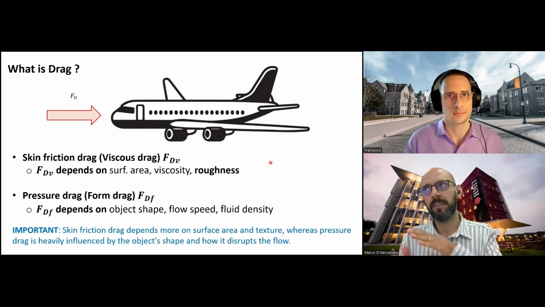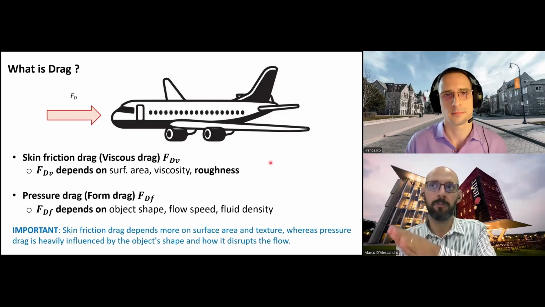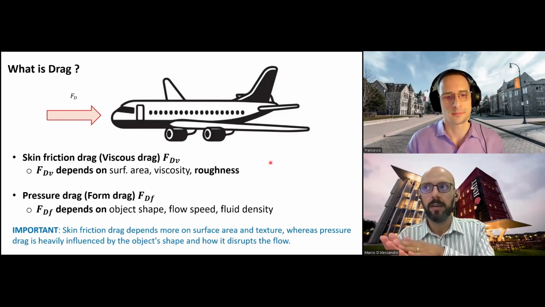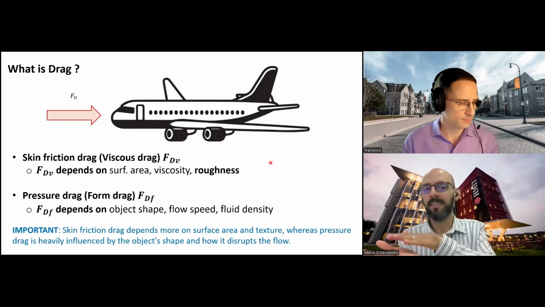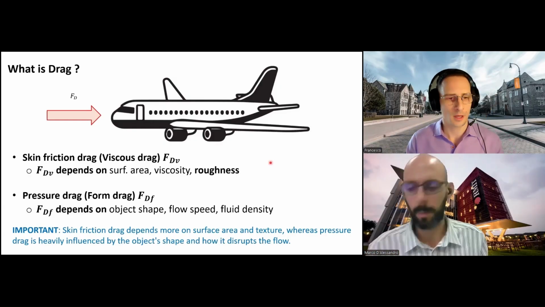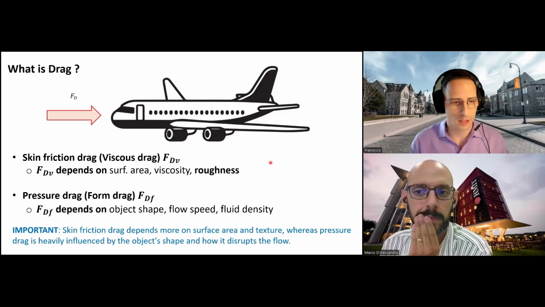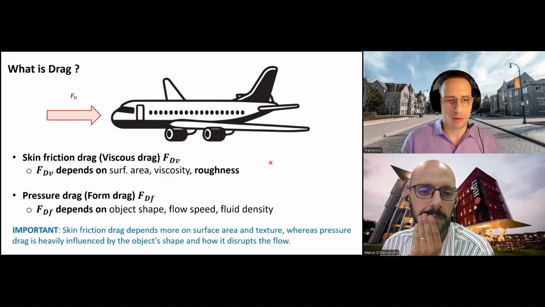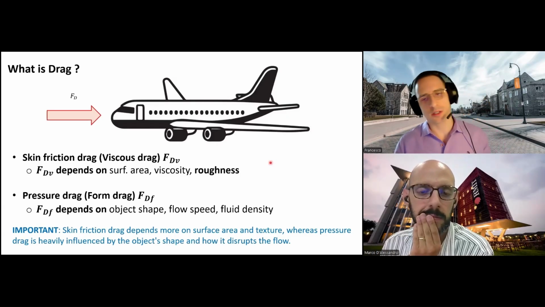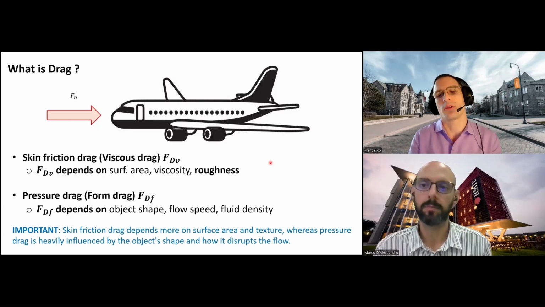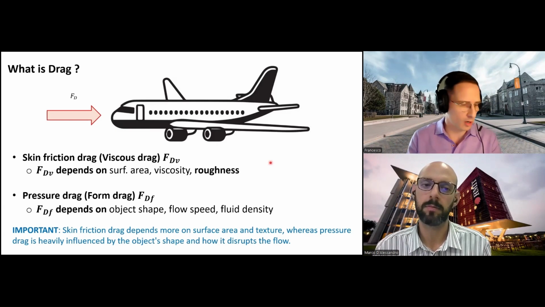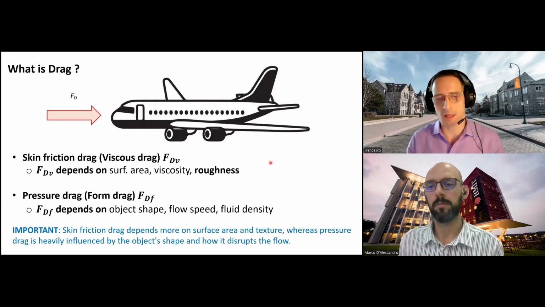This skin friction drag is the force exchanged by the fluid, the air or water sliding over the surface, and the surface itself. And this is a viscous mechanism. And then the second component is pressure drag, or what is commonly referred to as form drag. And this is actually generated by the difference in pressure from the front and the rear of the object. The connection to the physics of it is more towards the object shape, the flow speed, and the fluid density.